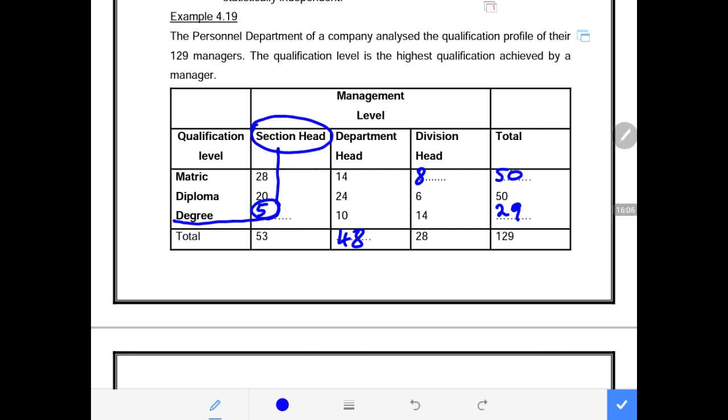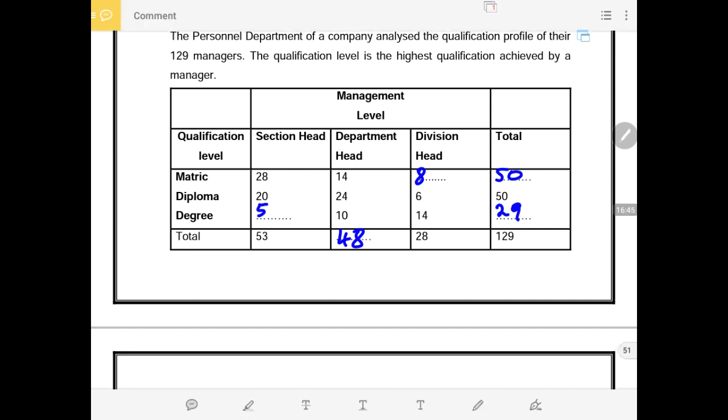Probability of being a section head "and": when there's an "and", you look for the point of intersection. This person must be a section head and must have a degree. Then you take that number 5. But when it says probability of being a section head or a division head, you just say, oh, section head total. We don't have classification in terms of the qualification. Take note, the qualifications are not in place. But in the case where there was "and", we had to say, you must be a section head, not only a section head, but there must be a qualification that is aligned to your position. So that is why now we had to take that number 5, not 53.